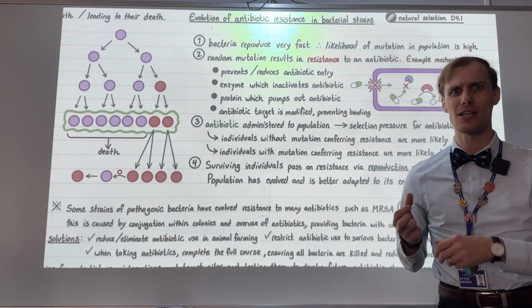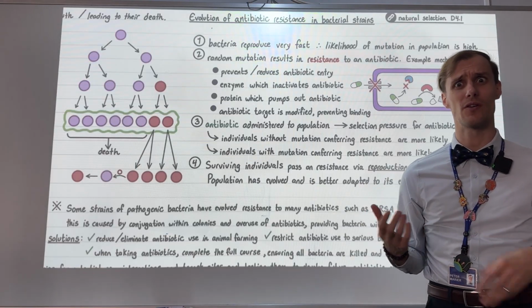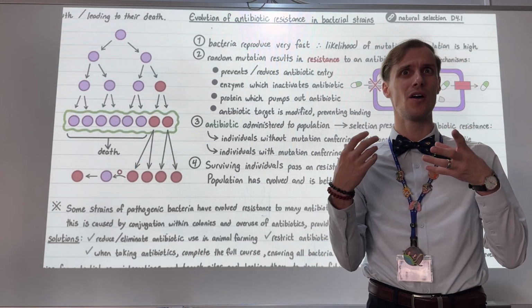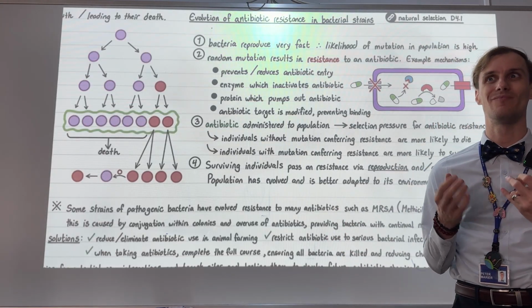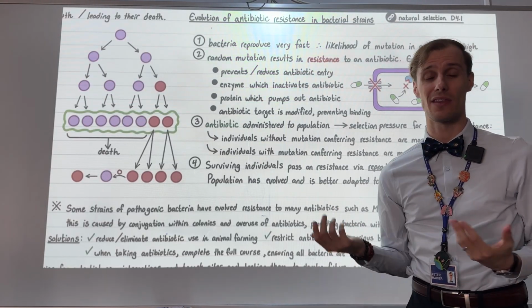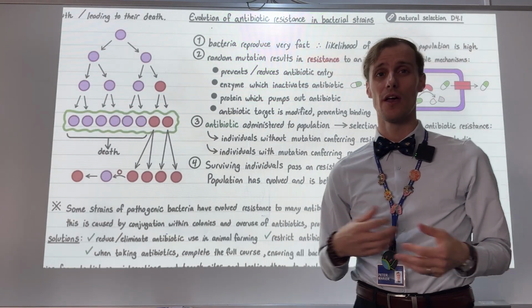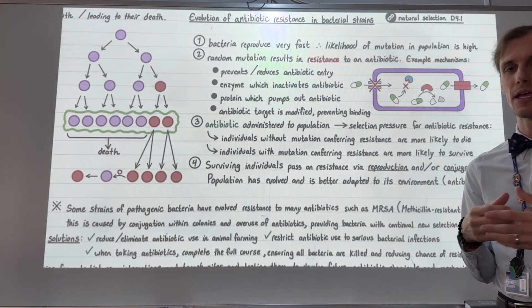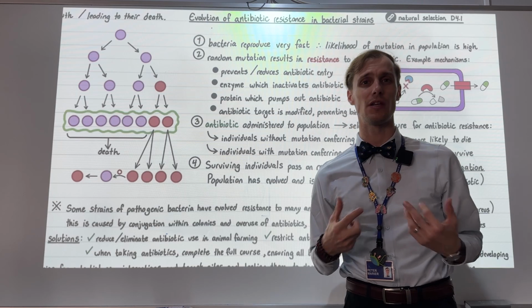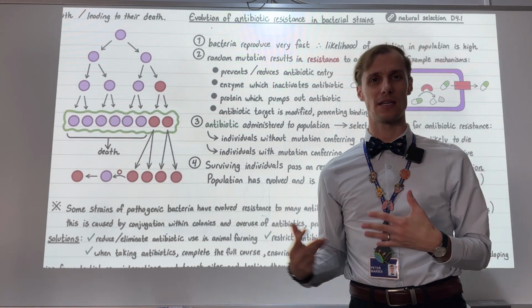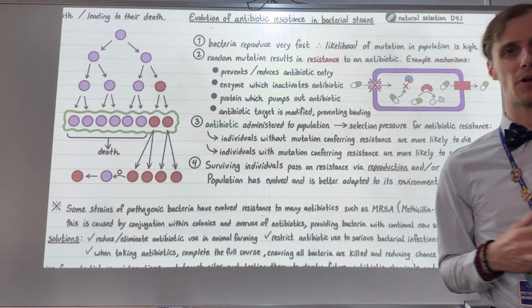So if antibiotics are so good at killing prokaryotes and pathogenic bacteria, why are they still a thing? Why are they still such a problem? Well, that's because, like all living things, bacteria can evolve. And what we're seeing, and what we've been seeing over a long time, is bacterial evolution in the way of resistance to antibiotics. So let's explain how this process works.